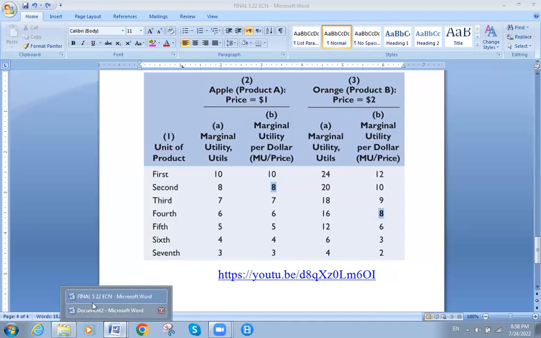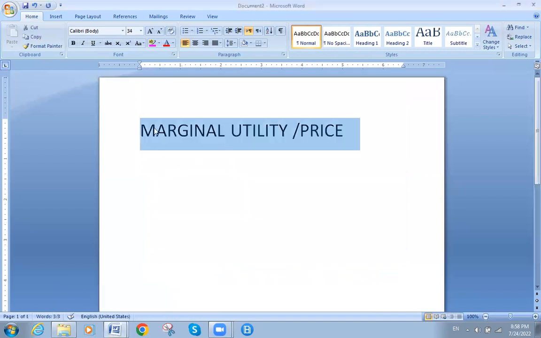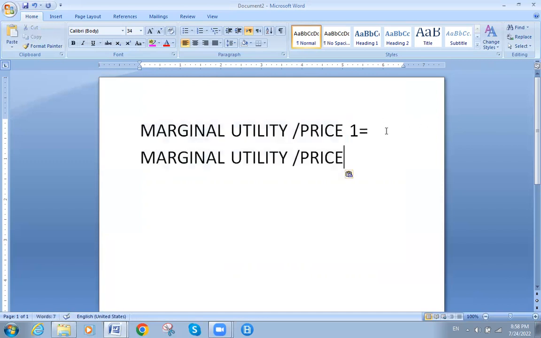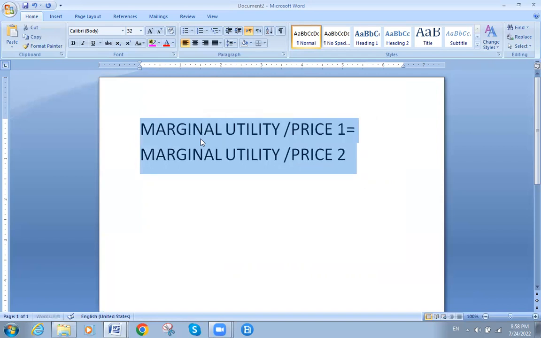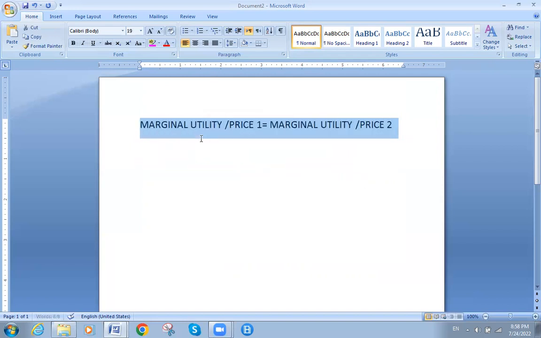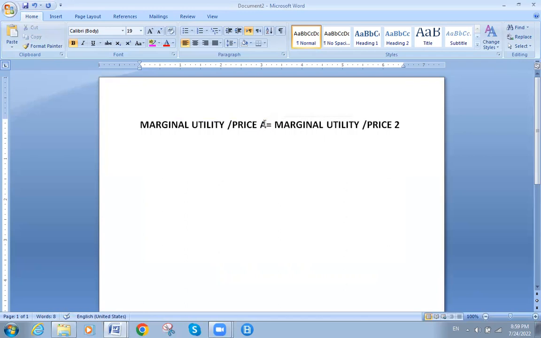When will the maximum utility happen for a consumer? A consumer's maximum utility occurs when the marginal utility over the price for the first product equals the same thing for the second product, and likewise for the second, the third, and the fourth. So this equilibrium holds for all the levels. The marginal utility per price for the apple, product A, equals that for the orange, product B.